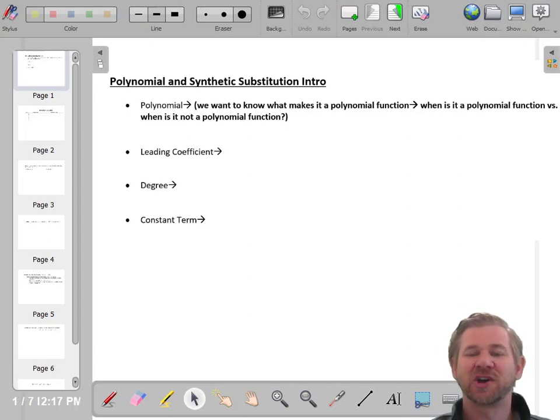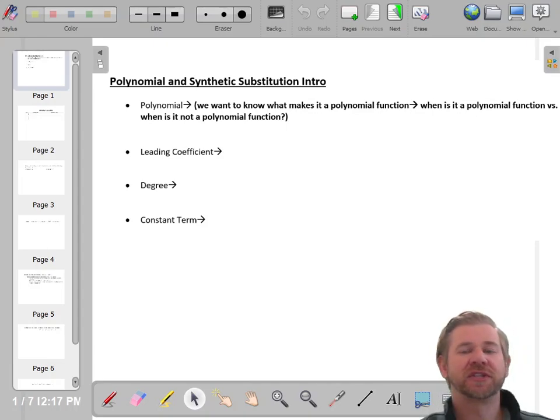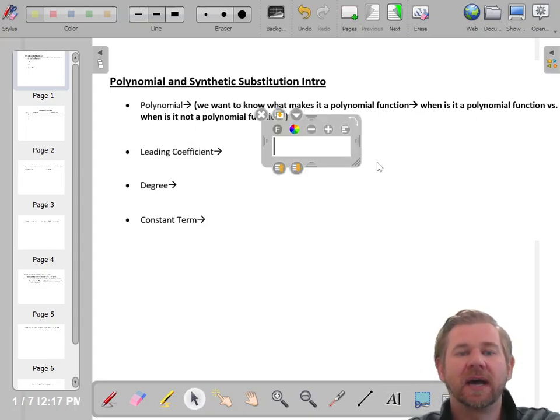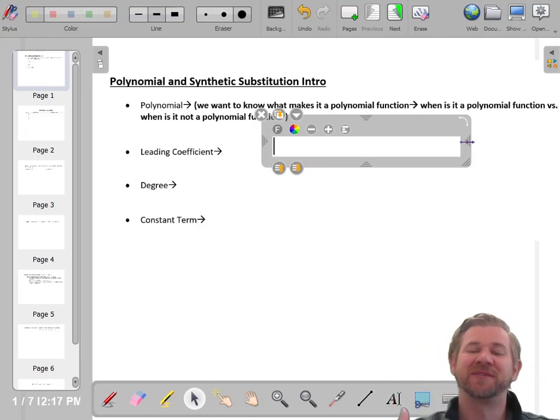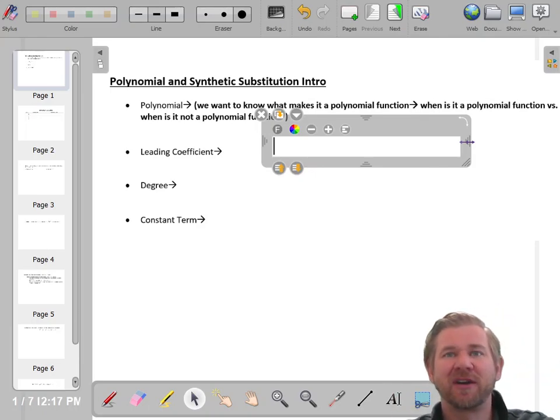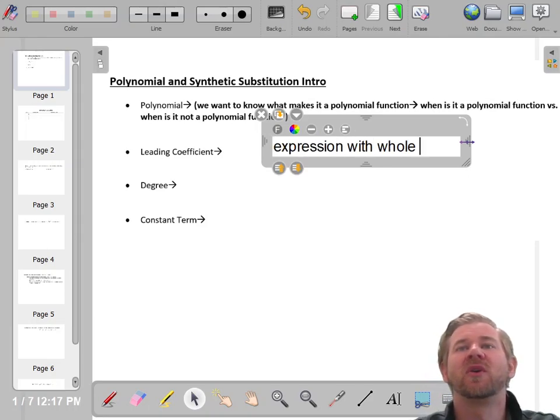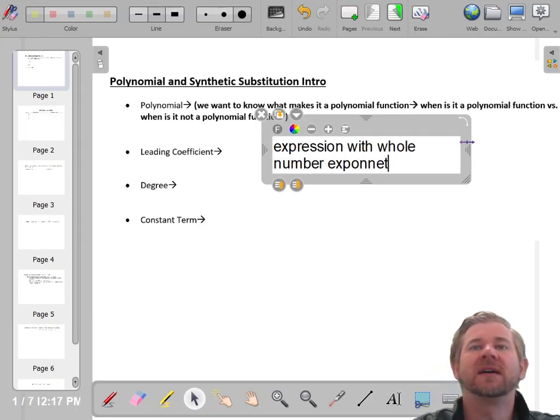Hello everyone, let's talk about polynomials. So first thing, when we say what is a polynomial, what we are looking for, what breaks a polynomial, I should say, is if you have negative or decimal exponents. So a polynomial is an expression with whole number exponents.